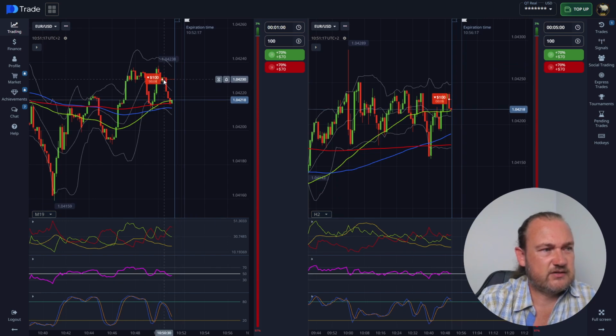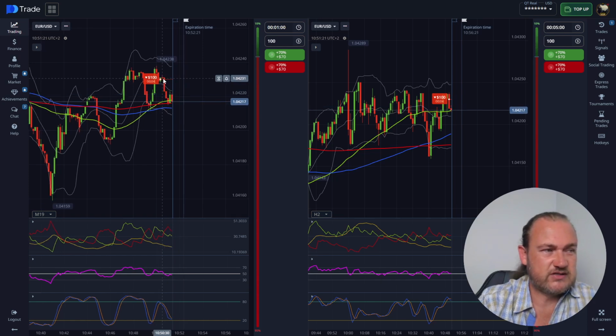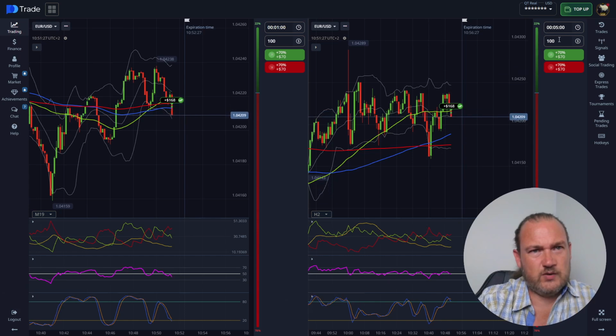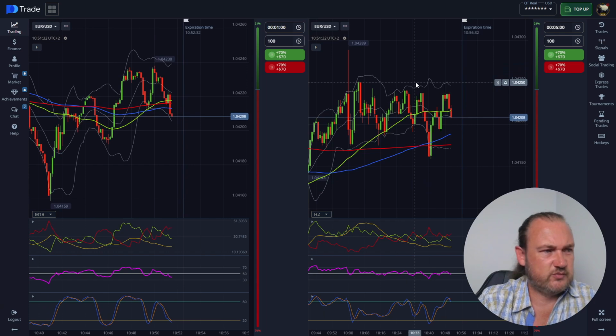So if this was a 1 minute chart, for example, and I took a 1 minute trade, it would have been a losing trade. A 5 minute trade obviously would have been in the money. Here we go. We're up to 70 now. Still not back to what we should be.